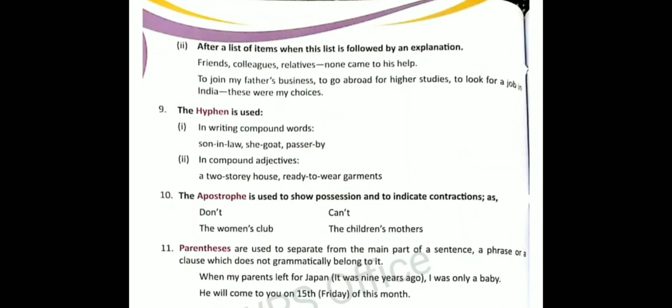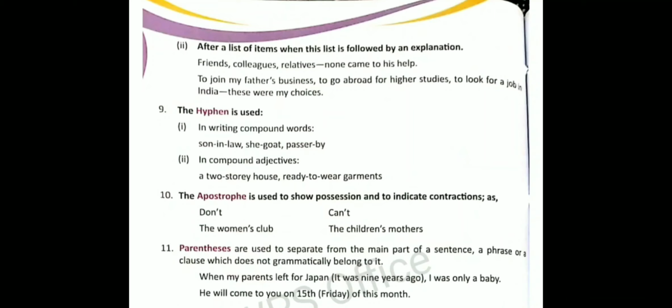Then the second point that comes under the dash is that it is used after a list of items when this list is followed by an explanation. Here again: friends, colleagues, relatives, dash, none came to his help. Here, who did not come to his help? Friends, colleagues, and relatives. So you can say in other terms that the dash is used whenever something is explained in the middle of a sentence. Okay.